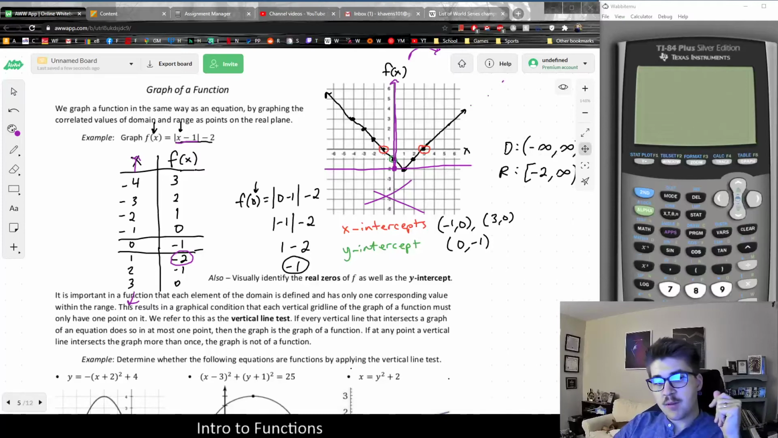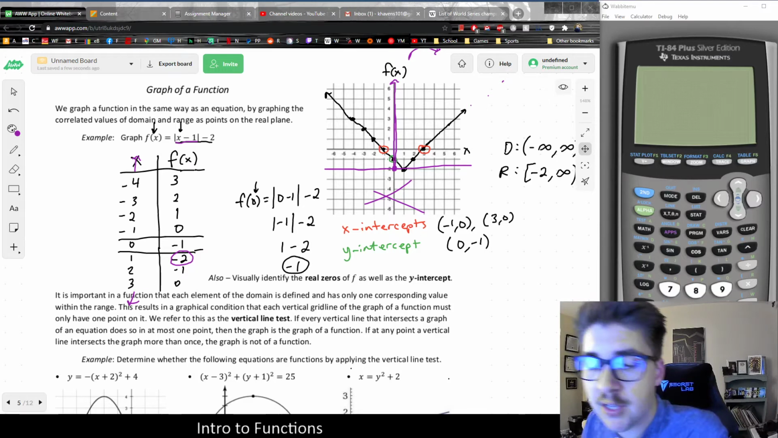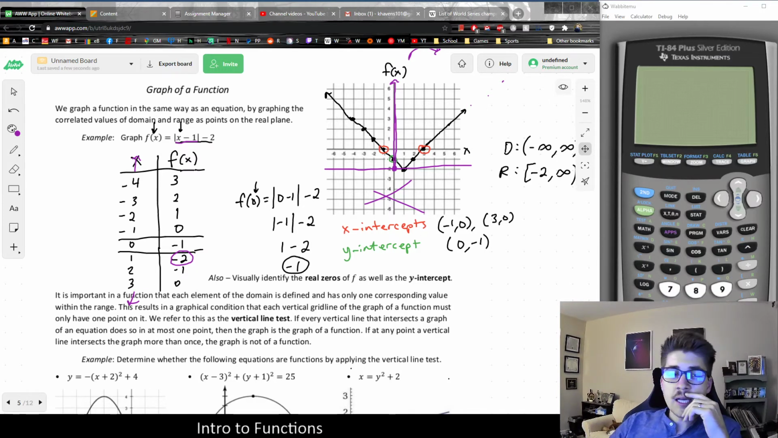In this video, I want to talk about the vertical line test, which will help determine whether a graph could be a function or could not be a function. And one last thing I wanted to wrap up from the previous example was about the intercepts.